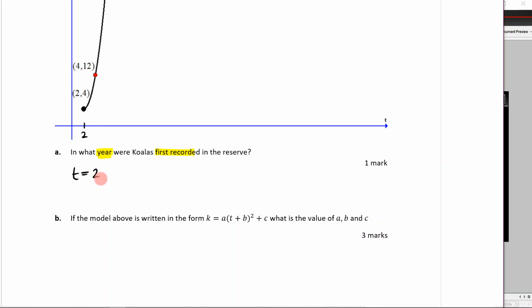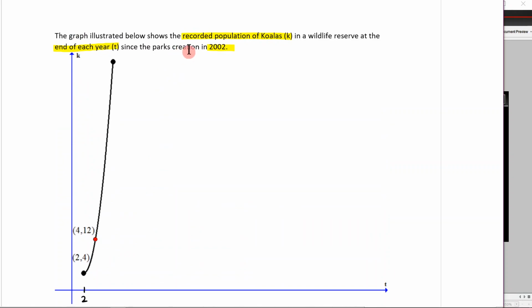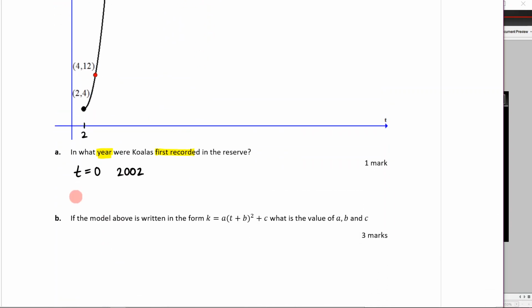Now here's the really important part. We know that when T is equal to 0, it's 2002, because that's when we're told that they started to first record since the park's creation in 2002. So if T is equal to 2, I'm going to take 2002 and add 2 to it, and my answer is going to be 2004. So my answer is 2004, because when T is equal to 2, it's 2004.